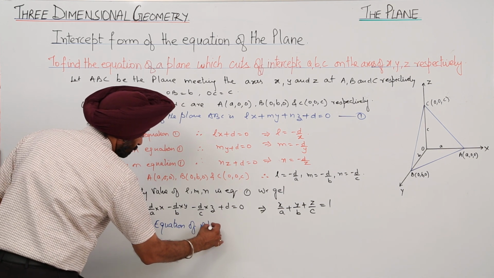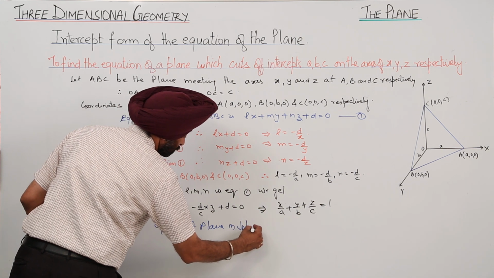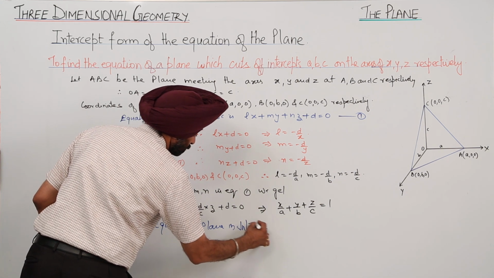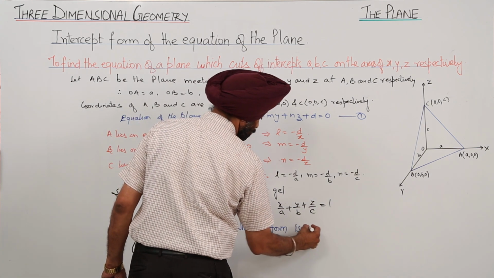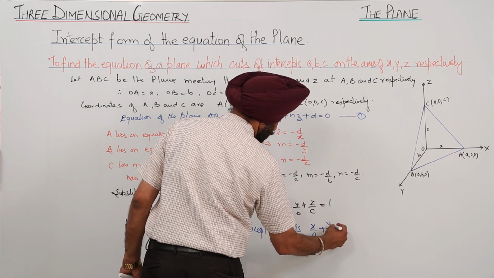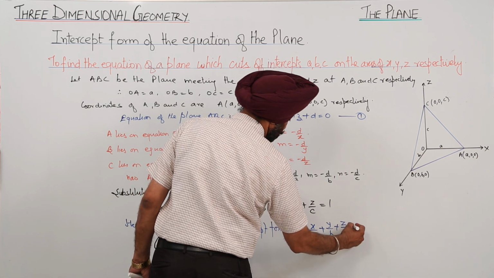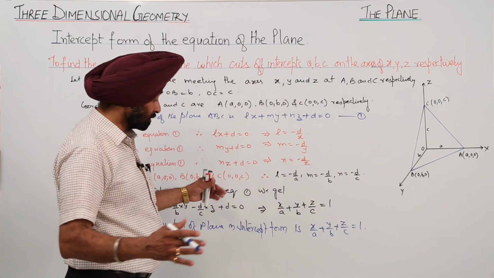Hence, the equation of the plane in intercept form is x upon a plus y upon b plus z upon c is equal to 1. So now this is the answer, this is the solution.